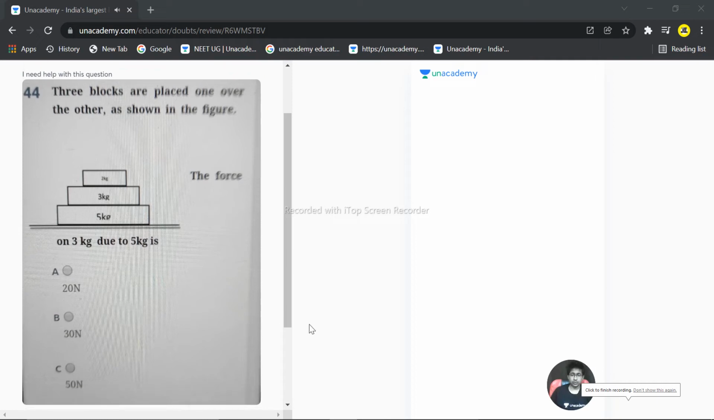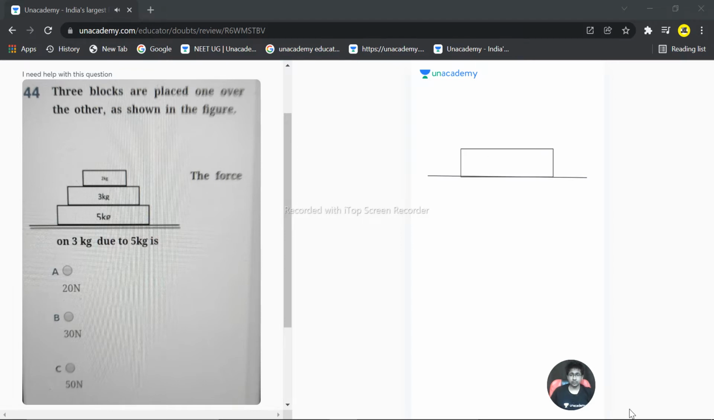Students, so we have a question over here. The question says that three blocks are placed on one another, basically as shown in the figure. So they're asking for the force on the 3 kilogram block due to the 5 kilogram block. So let's start solving the question from scratch.